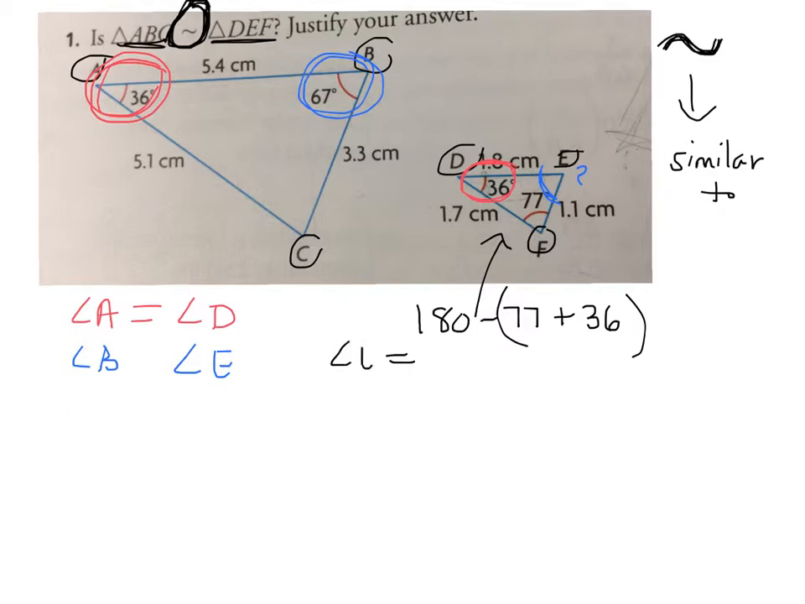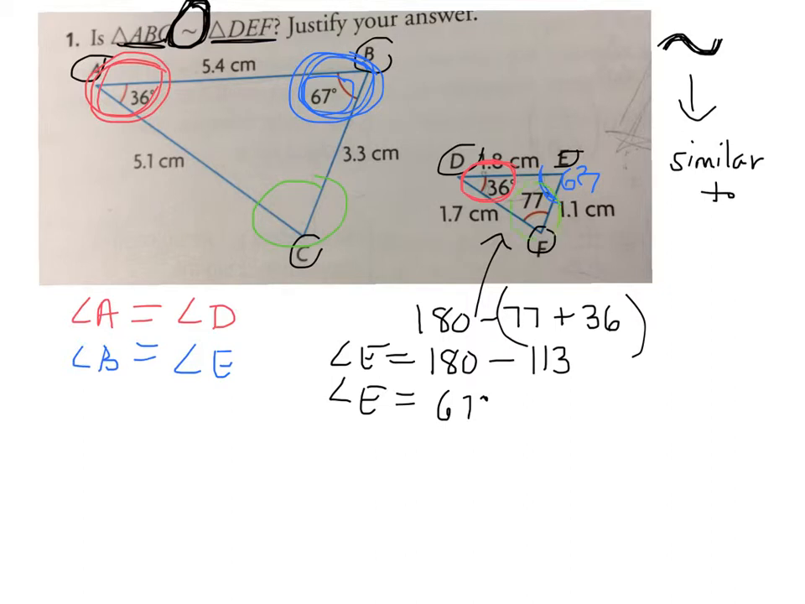So we're finding angle E. What's 77 plus 36? Okay, 180 minus 113. What's 180 minus 113? 67. Good. The corresponding angle was angle B, which was 67. So we just found that these two angles are equal. Okay.